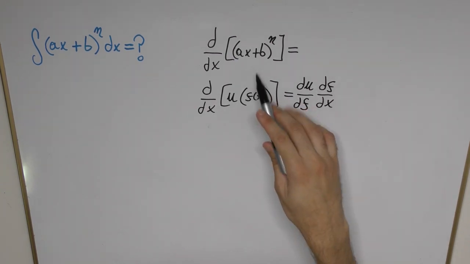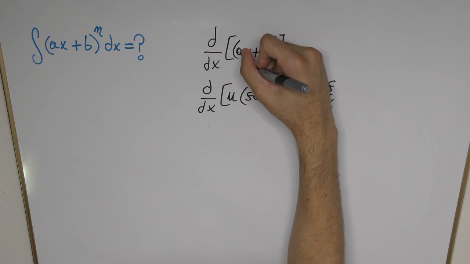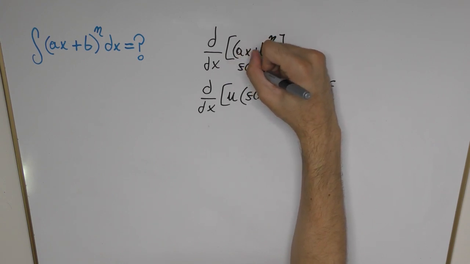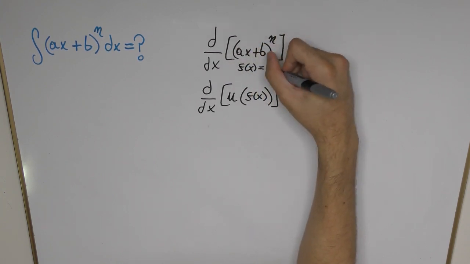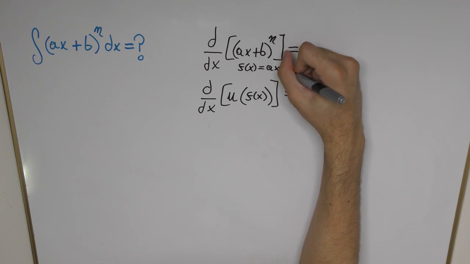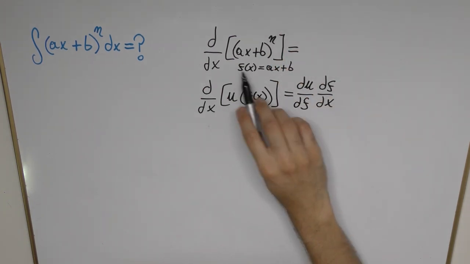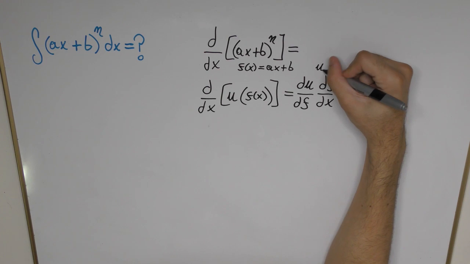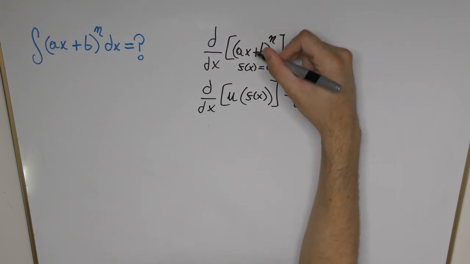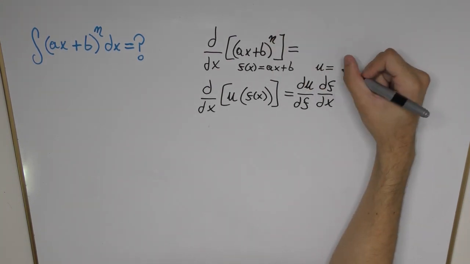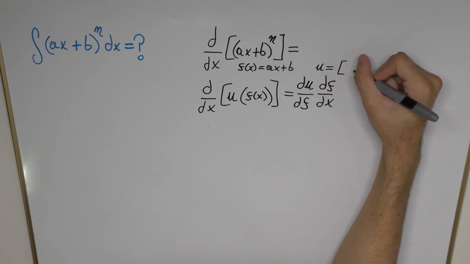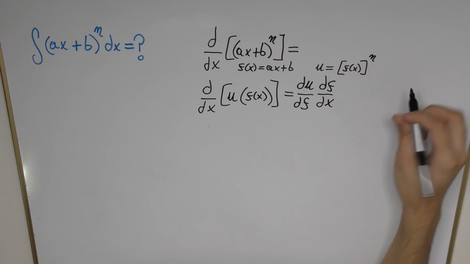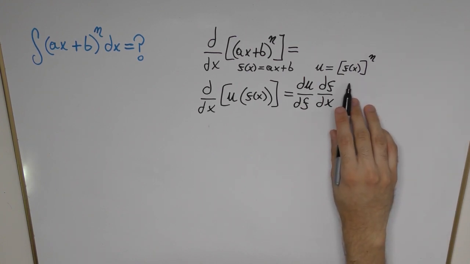So here what we're going to do is we're going to assume that the function f is going to be the linear part, which is ax plus b, and then the function u is going to be the nth power of that. So the function u is instead going to be f of x to the power of n. So that's how we're going to phrase this problem.